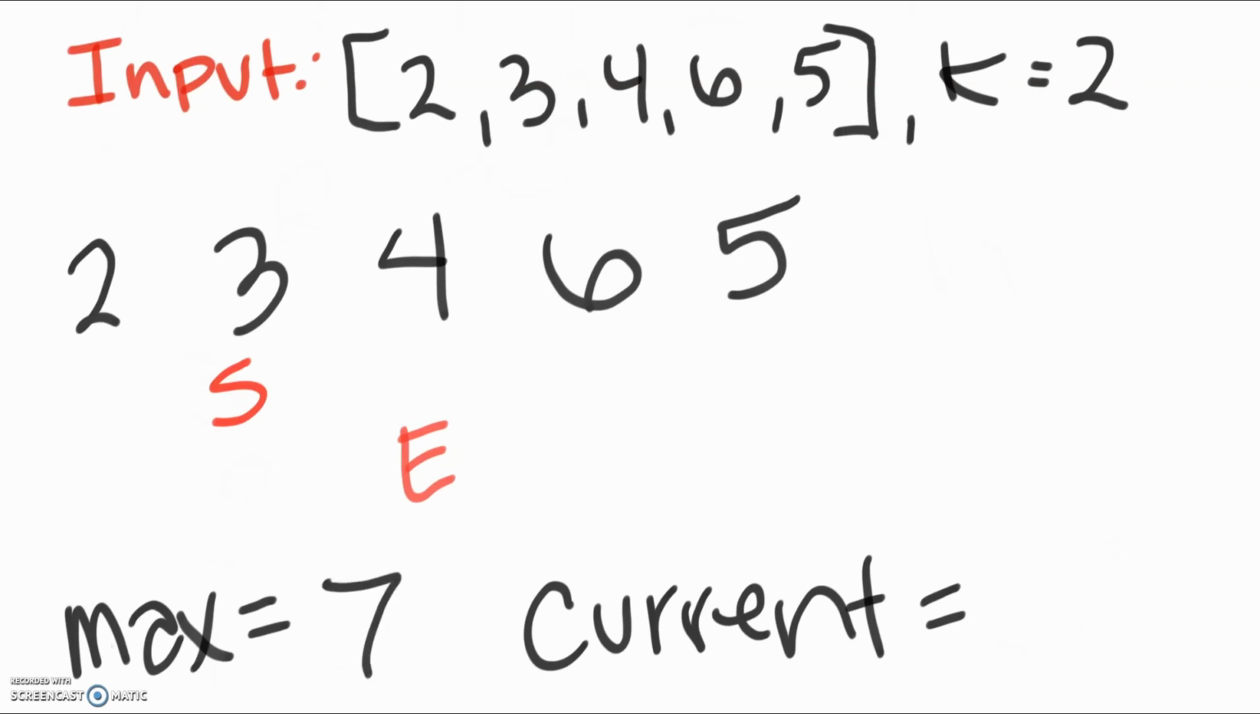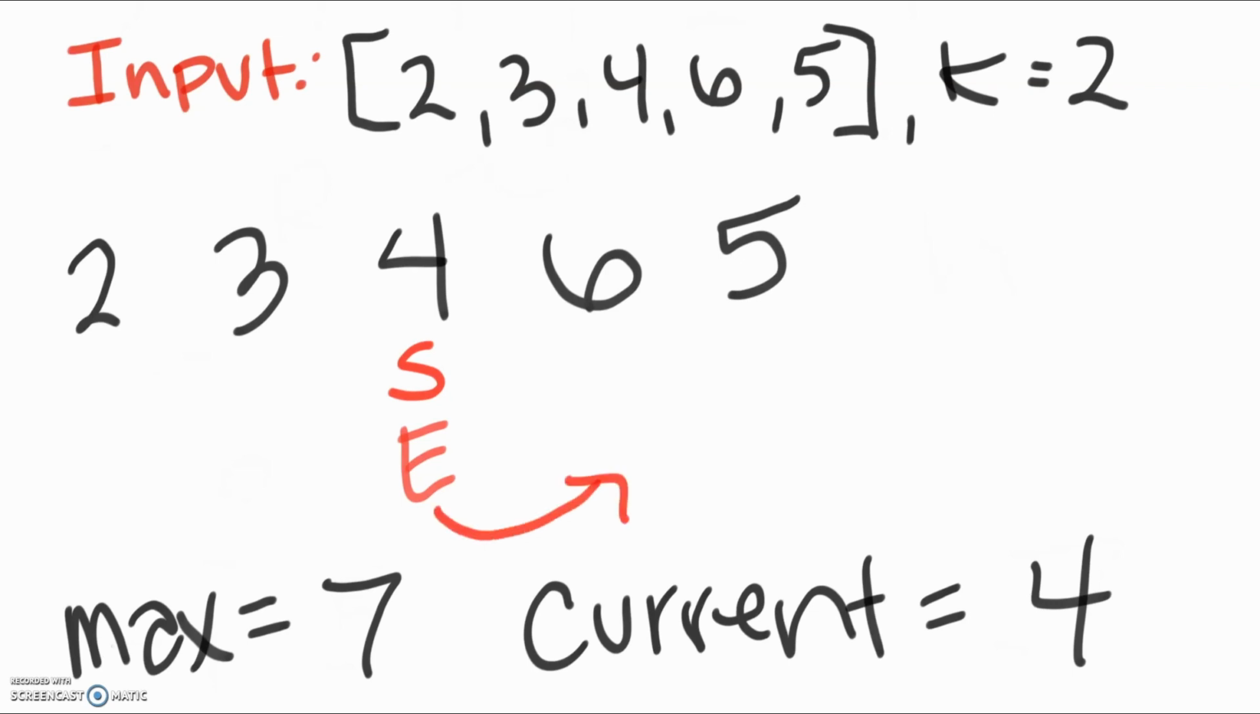Okay, so same kind of thing. Our current, we're going to subtract start. 7 minus 3 is going to be 4. And we're going to move that start up by 1. Okay. And so you kind of get the point. We're going to do the same thing. We're going to move this again by 1.